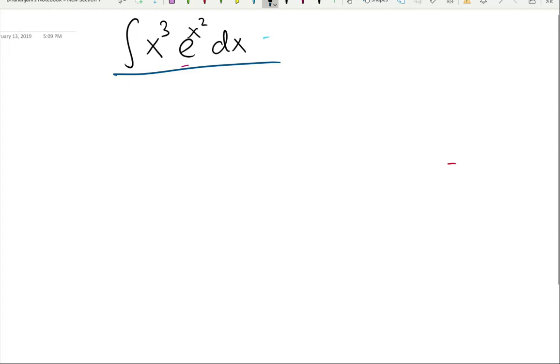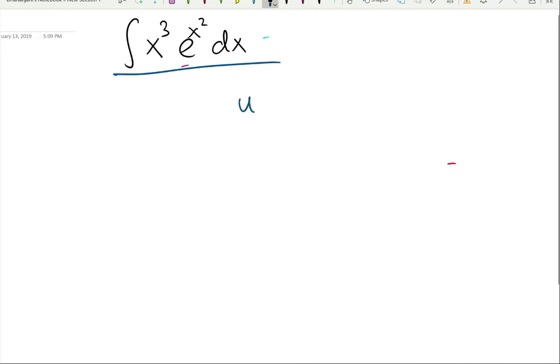Because it seems I can choose the inside function to be x squared, because it's actually inside the exponential function, and then the derivative of x squared is also outside the integral, right? The derivative of x squared is 2x, so you have an x outside the integral. So okay, let's try to use integration by substitution.